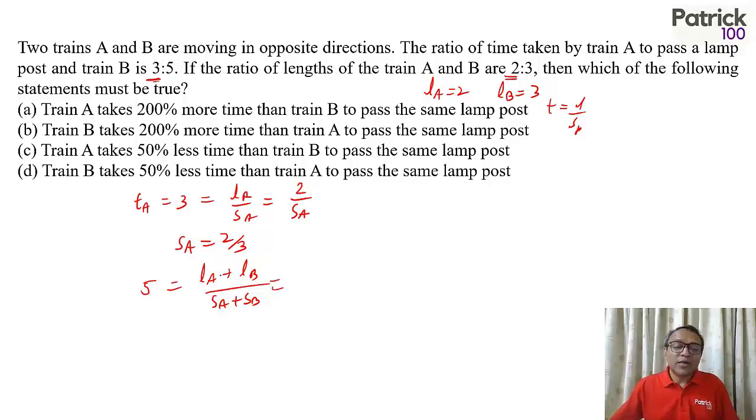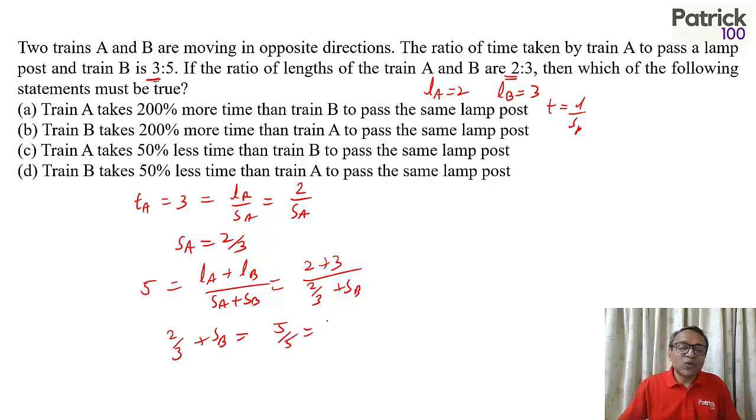So if you look at this, length A plus length B is, we took 2 and 3, 5. Speed A we got 2 by 3. We want speed of B. We can't take minus because then it will not give you a negative value. So we start with this. If you calculate this, 2 by 3 plus speed of B is equal to 5 by 5, which is 1. So speed of B becomes 1 minus 2 by 3, which is 1 by 3. So I get speed of A as 2 by 3, speed of B as 1 by 3.